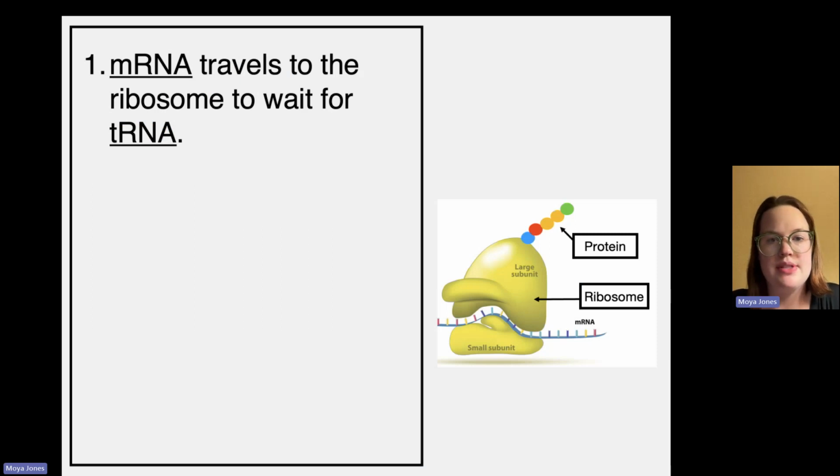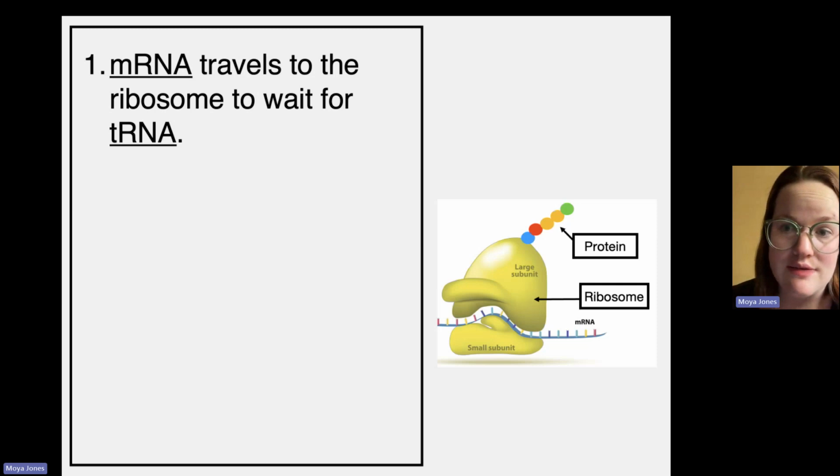mRNA travels to the ribosome and it waits for tRNA. Remember that tRNA is transfer RNA. Transfer RNA is who we send to pick up the ingredients, right? Just like yesterday in our analogy about making cupcakes, how I sent my husband to the store to get the ingredients, tRNA essentially does that.